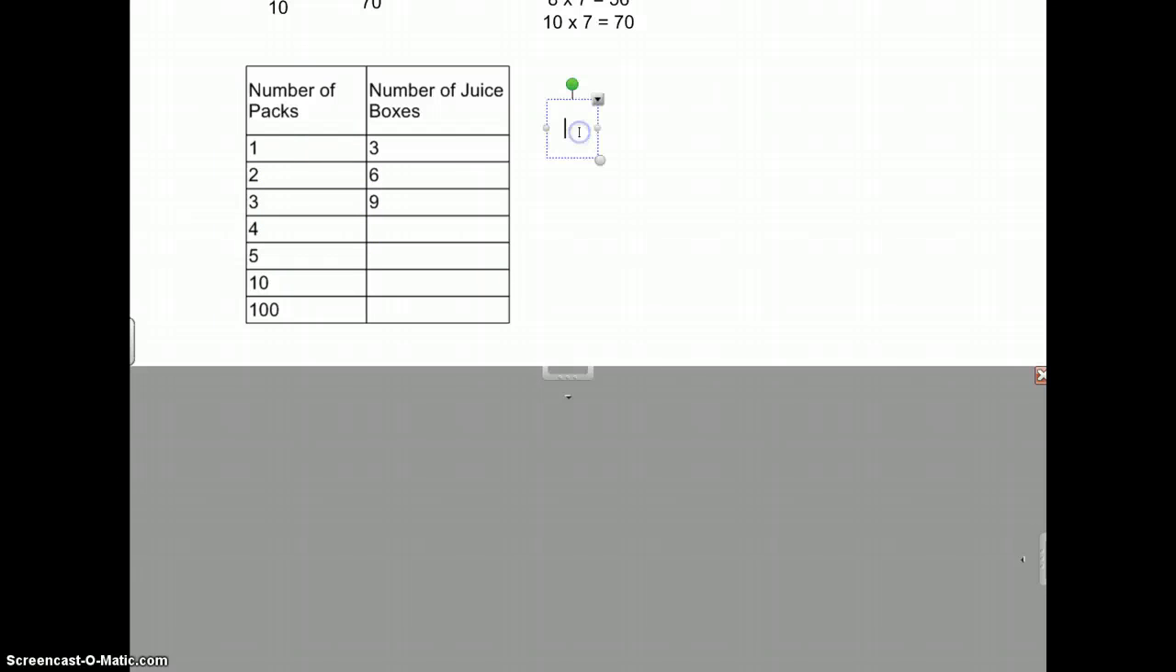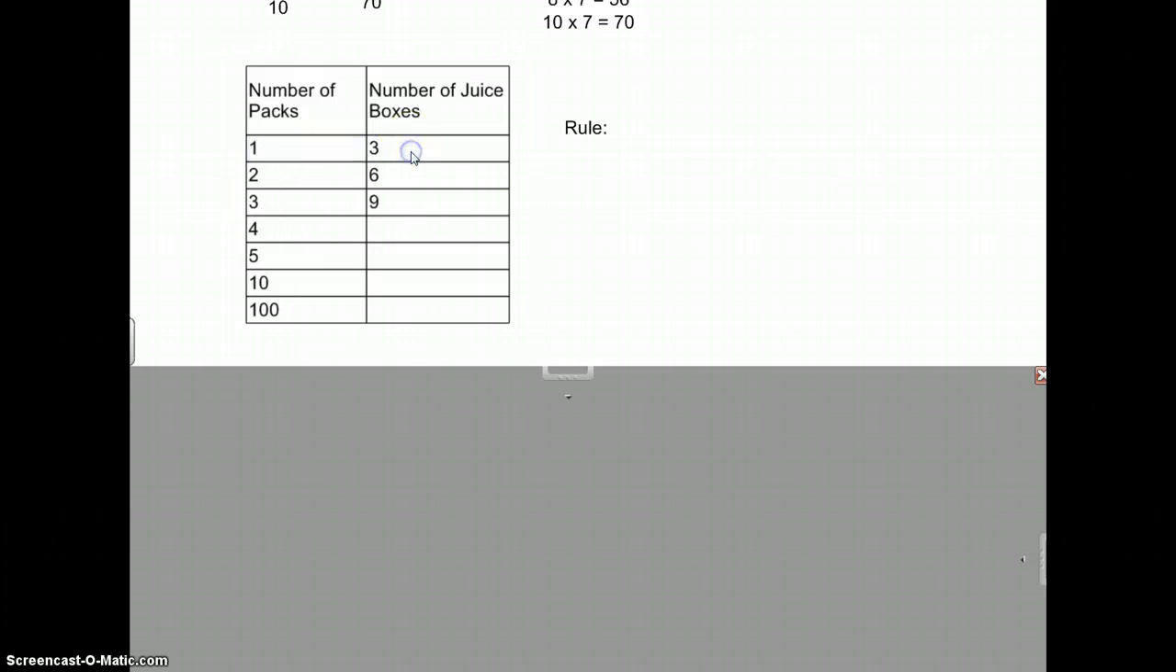So the first thing we need to determine is our rule. Is our relationship increasing or decreasing? Well, from 1 to 3 is increasing, 2 to 6 is increasing, 3 to 9 is increasing. So now we're going to check addition. 1 plus 2 is 3. Is 2 plus 2 6? Nope, so let's try it again.